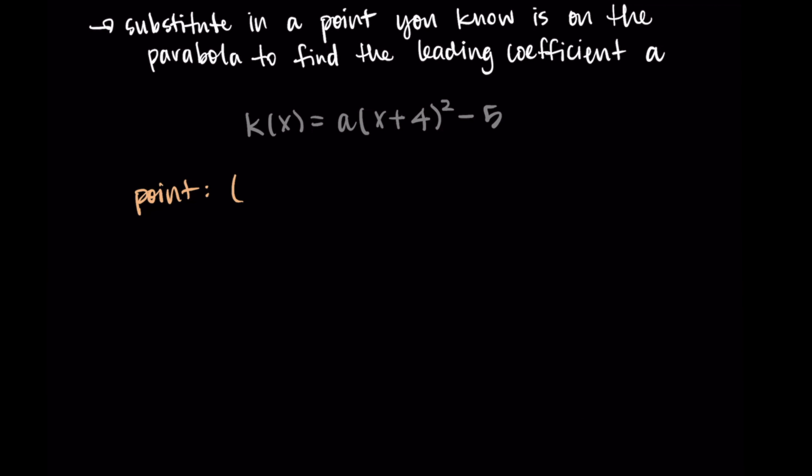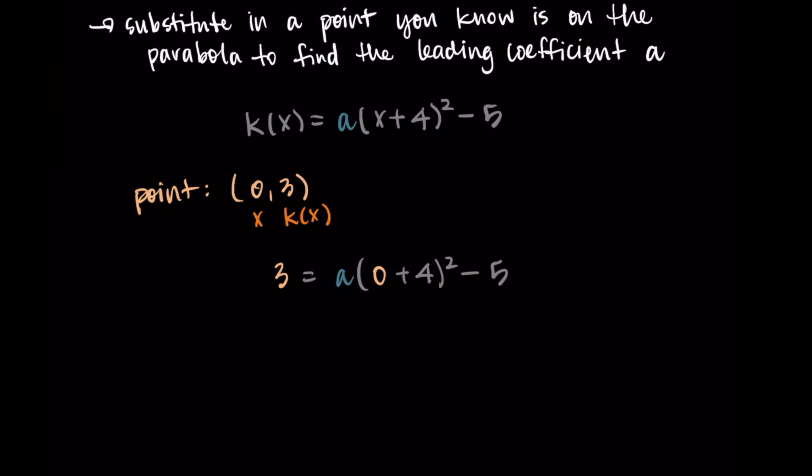And we want to find a, so what I'm going to do is choose our point 0, 3 and substitute it in. So 0 is an x value, and 3 is a k of x or a y value. So I replace k of x with 3, and x with 0. And we're going to then solve for a once we've done that. So I write the equation 3 equals a times 0 plus 4 squared minus 5. And you can see here, once we've substituted in this point, the only variable we have left is a. So we've gotten rid of the k of x, we've gotten rid of the x, and all we have left is a. And from this, we can solve for a.